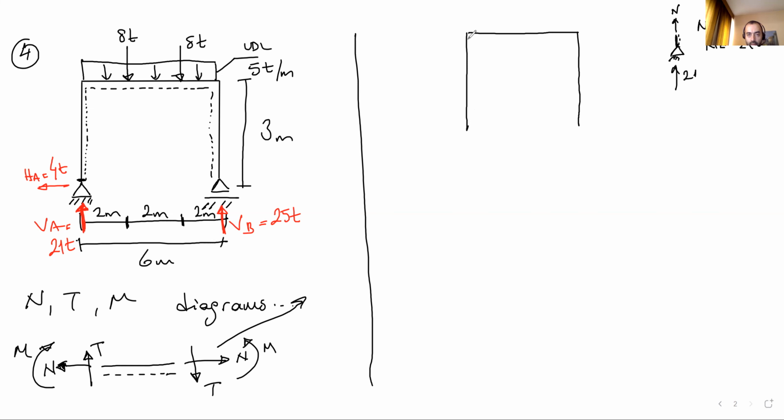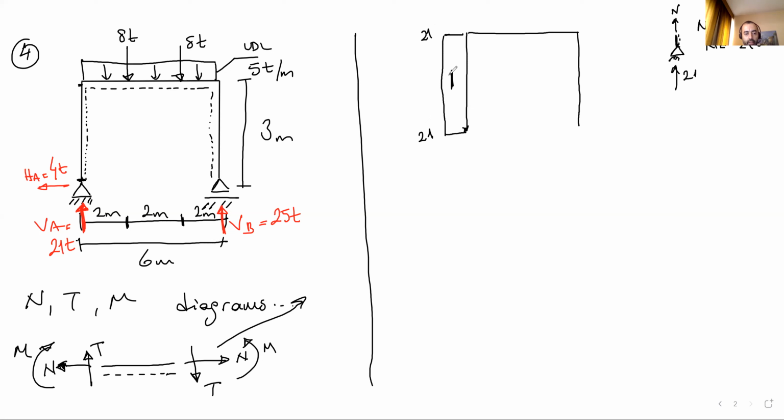On this column, from here to this point, there is no other vertical load. As you can see, we changed the axial loading, so it's constant from this point to this point. The axial force is minus 21.